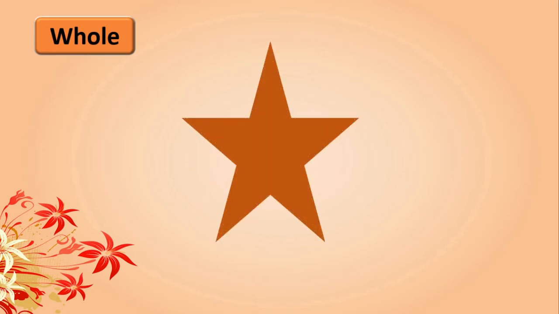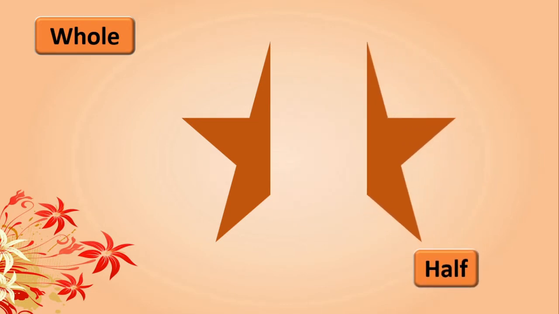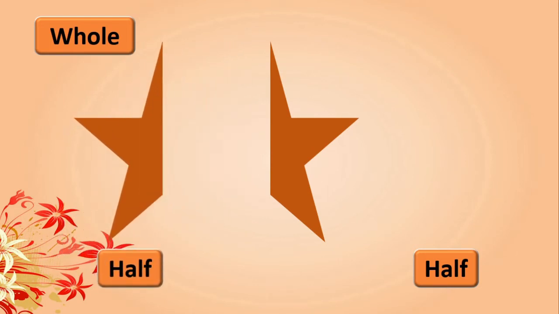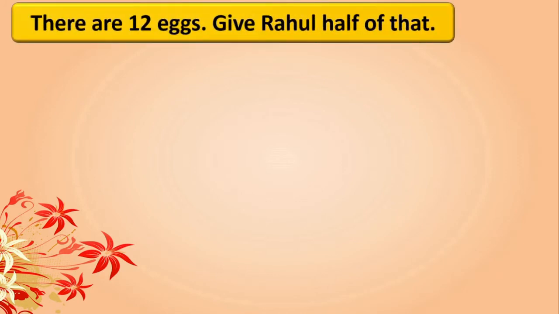Now here you can see a whole star, right? Now we will cut this into two parts. That is nothing but half and one more half. Means in one whole we get two halves. Only and only two halves. Isn't it? Okay, this is about half. Now the next thing we have learned is about the quarter. Correct?